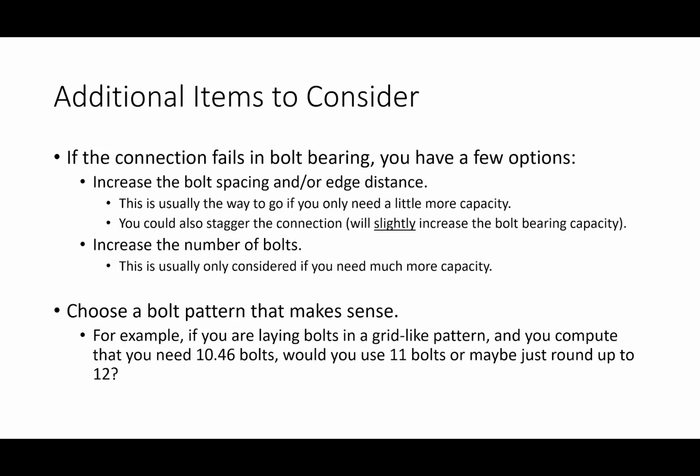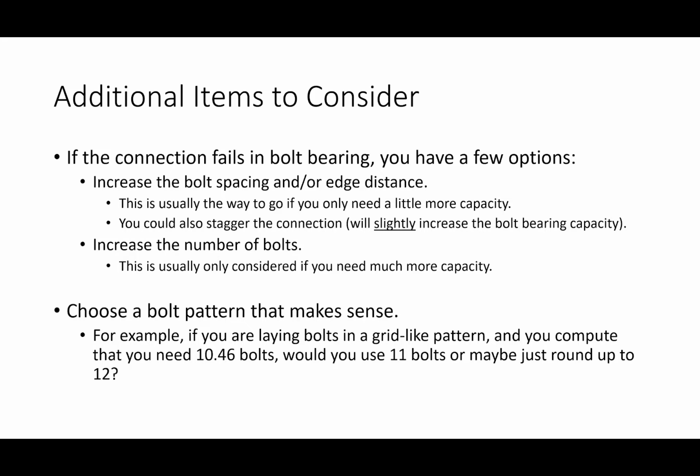As an example, if you barely fail bolt bearing, remember bolt bearing is a function of the spacing between bolts. So if you upped your bolt spacing by like a ½ inch or a ¼ inch, that might be enough just to solve the problem, okay? So that is usually a pretty straightforward way to go. You could also stagger the connection. We're not going to do that, but remember in tension members you could have a staggered connection. You could stagger your bolt arrangement, and that would slightly increase the bolt bearing capacity because you would have a couple bolts that would have a higher edge distance capacity. So that could work.